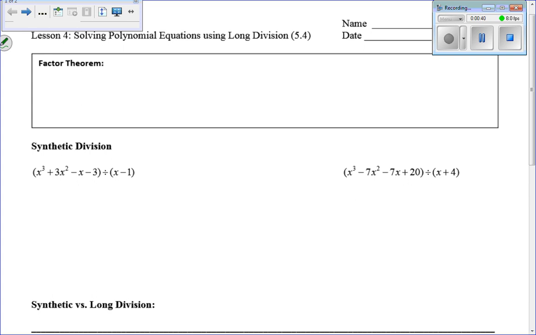Both periods should have their quizzes on Wednesday, before lesson 5, which is writing equations.